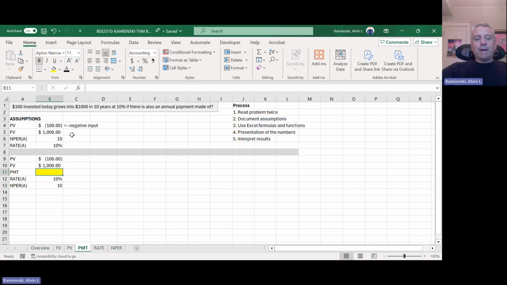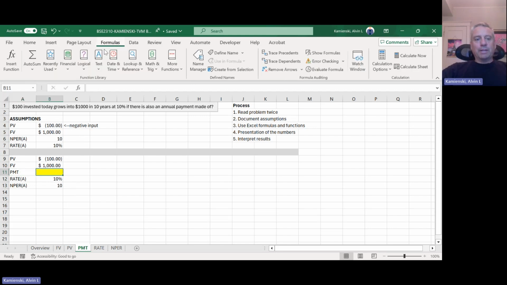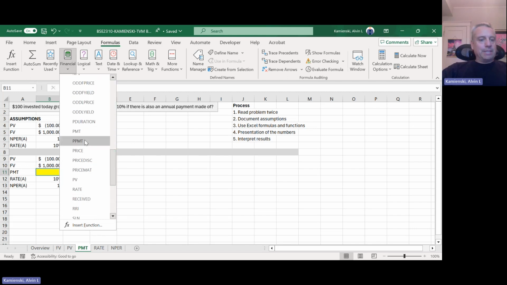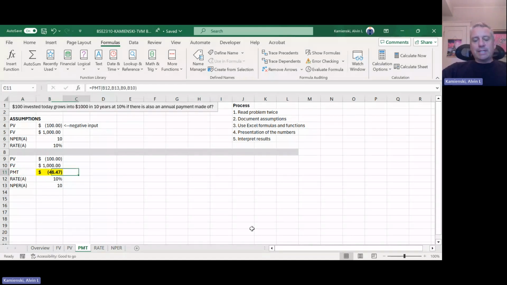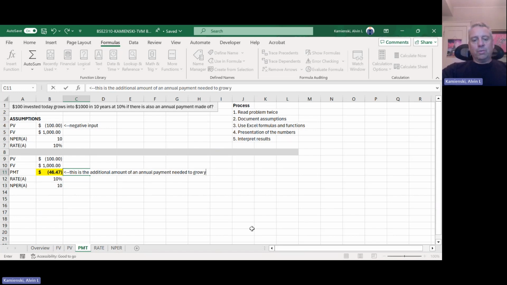Well, now that we're going to do the payment, let's go back to the first way that we had done it, which is under formulas, financial, and let's find the PMT formula, where if I invest at 10% annually, and I do that over 10 years, and if I start with $100 negative, and remember that's my initial investment, and then I want that to become $1,000, what it's going to return for me is this notion of $46.47 negative, which I think is helpful in this case, because this is the additional amount of an annual payment needed to grow your investment to the $1,000 goal.